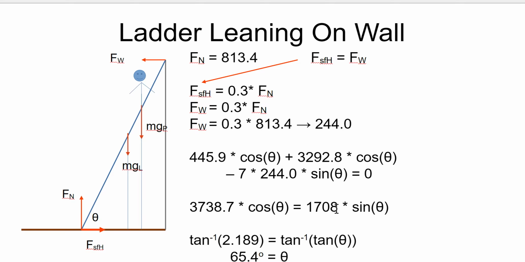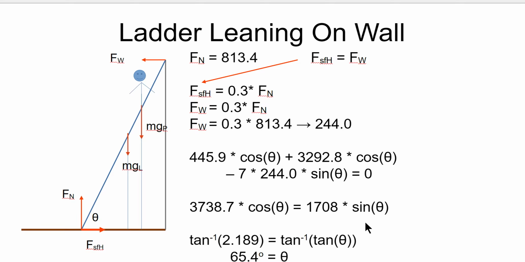Divide both sides by 1708. Divide both sides by cosine theta. And then we would have 2.189 equals tangent theta. You might want to pause and write that down on a piece of paper. I'm trying to find theta. I can't get an answer if it's embedded in this tangent function.